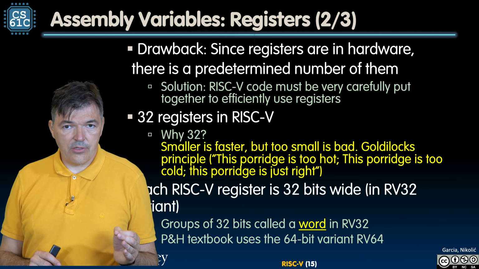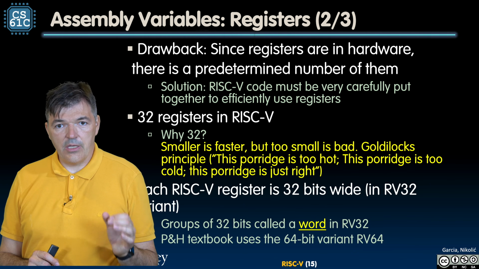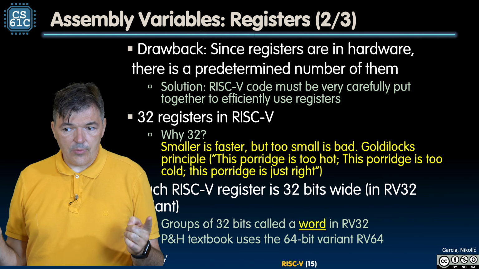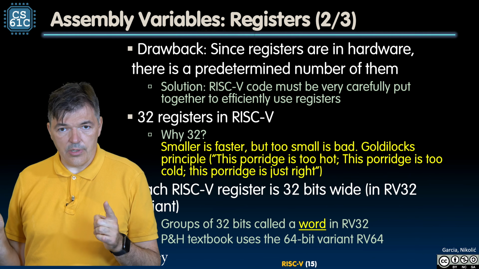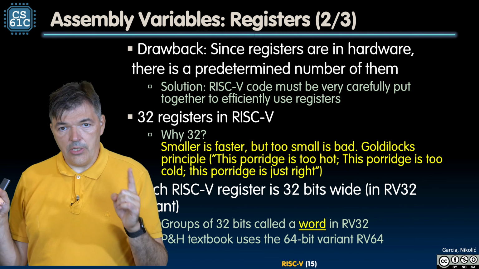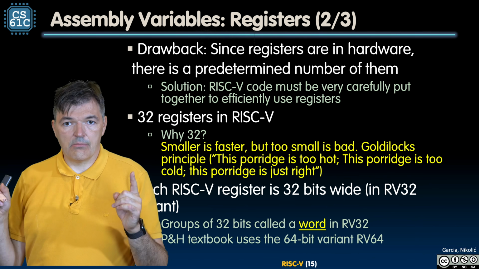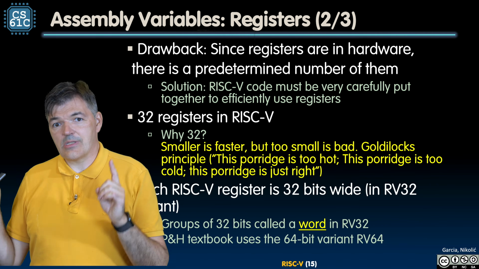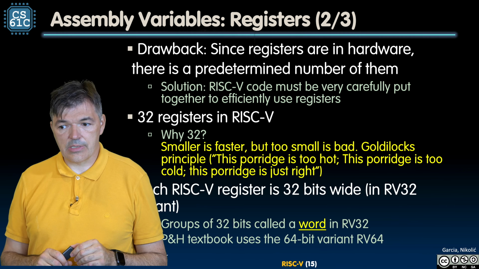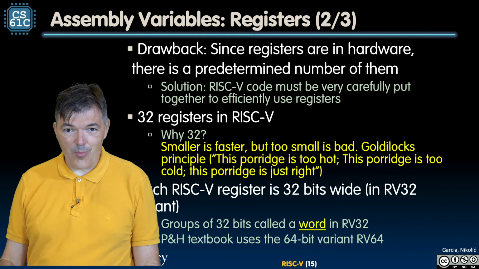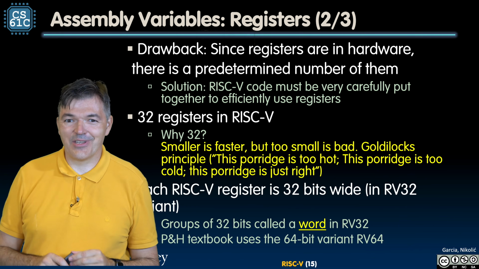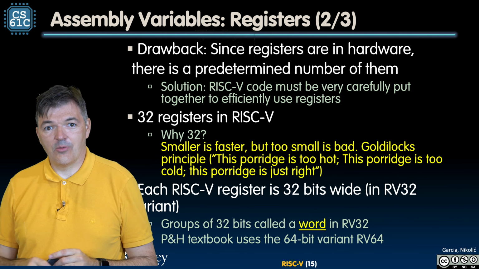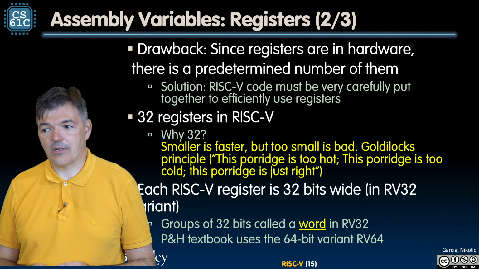In the RV32 variant of RISC-V, each register is 32 bits wide. These groups of 32 bits, as we mentioned, are called words in RV32. Each word is 4 bytes, 32 bits. The textbook uses 64-bit wide words. It is also a word, but it's a 64-bit word. So the width of a word is associated with a variant of the architecture.